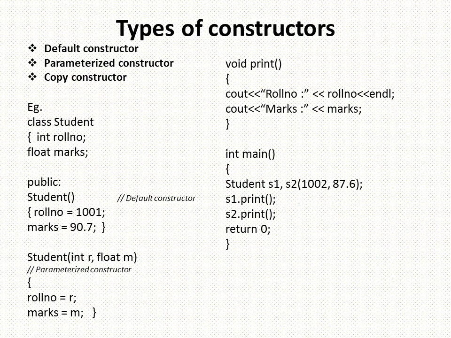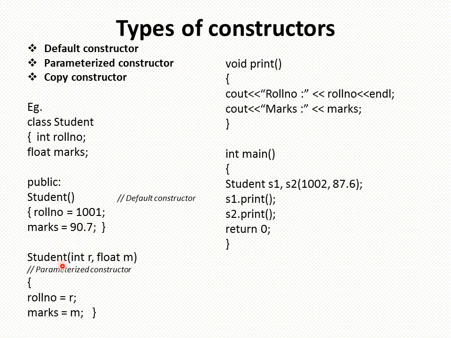Let's go with the types of constructors. Three types: default constructor, parameterized constructor, copy constructor. In this example, I'll be explaining about default and parameterized, and in the next slide, we go into detail with the copy constructor. Just see the example. Class student, two data members are there, and in the public section, student, without any return type. The class name is written along with a pair of parentheses. This is the default constructor. And of course, it is initializing the data members with the values.